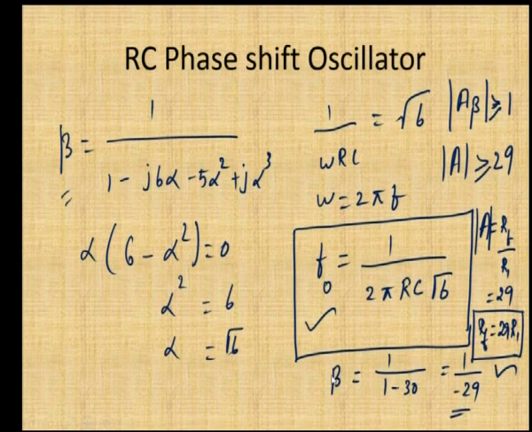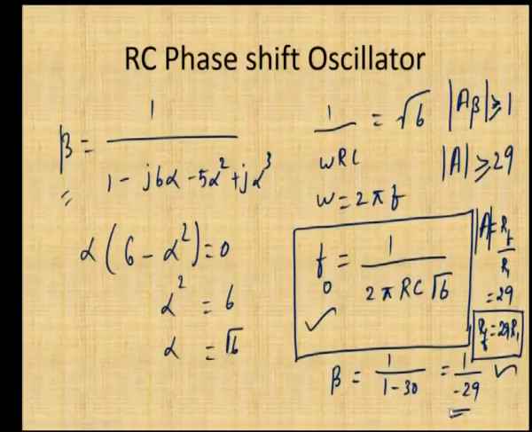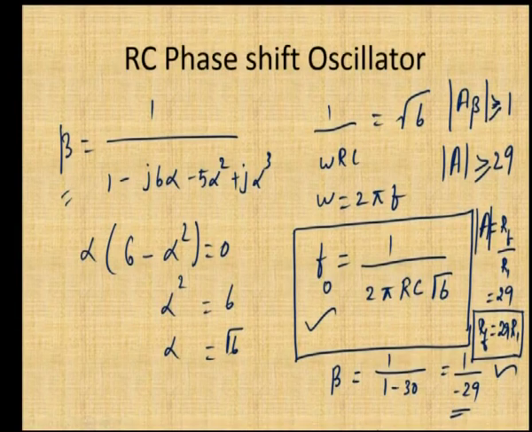And what is the value of A? We know that modulus of A beta must be equal to 1. Modulus of A beta must be equal to 1 is one of the criteria of Barkhausen. So, to calculate the gain of the amplifier, from this beta, A is calculated as A must be greater than or equal to 29. The mod value of A must be greater than or equal to 29.